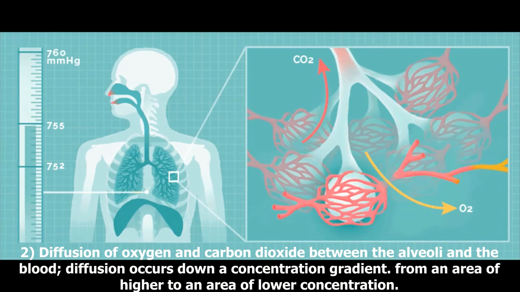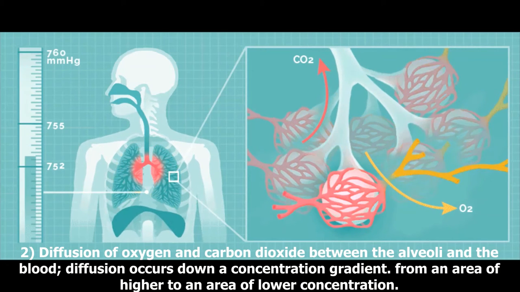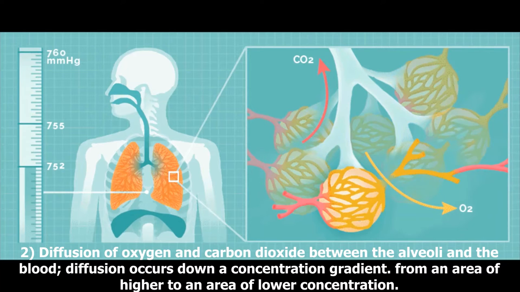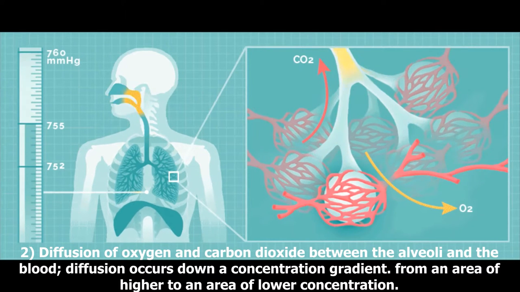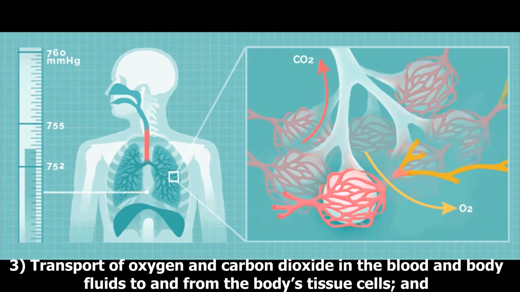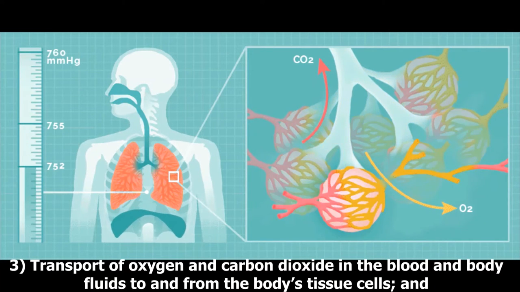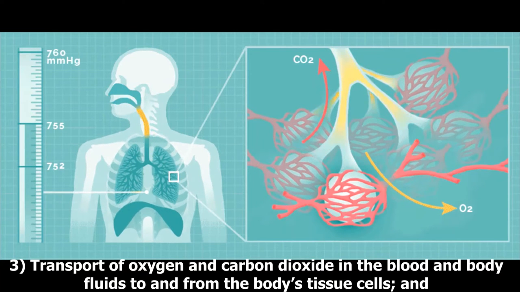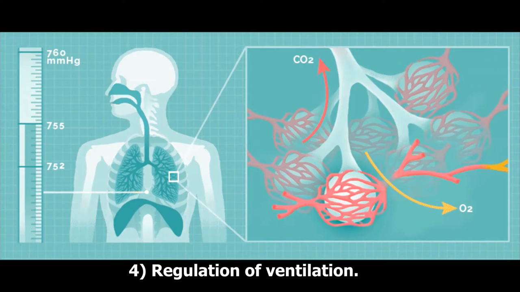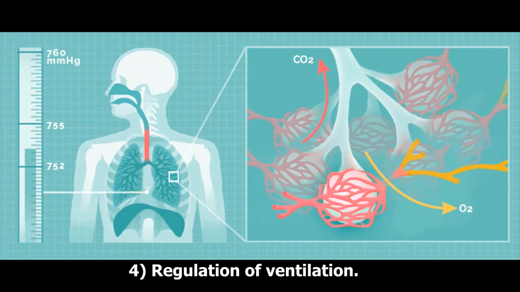2. Diffusion of oxygen and carbon dioxide between the alveoli and the blood. Diffusion occurs down a concentration gradient, from an area of higher to an area of lower concentration. 3. Transport of oxygen and carbon dioxide in the blood and body fluids to and from the body's tissue cells, and 4. Regulation of ventilation.